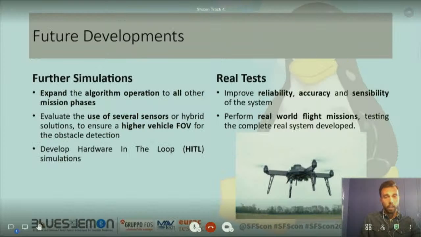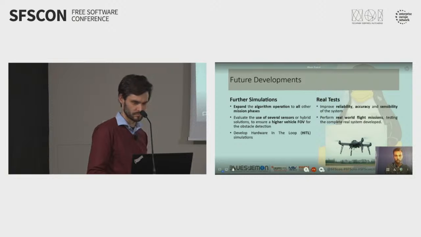In the future, we want for sure to expand the algorithm operation to all the mission phases. That means also to the takeoff and landing phases, which enable us to have a complete system with fully autonomous navigation capabilities. And in addition, we want to also evaluate the use of several sensors or hybrid solutions to ensure a higher vehicle field of view for the obstacle detection, to enhance more the capabilities of the collision avoidance algorithm. This will be done to improve, obviously, reliability, accuracy, and sensitivity of the collision avoidance systems in order to let us perform at the end a real-world flight mission to test the complete system in a real-world environment. In this case, as I previously mentioned, on the Corvara landslide site.